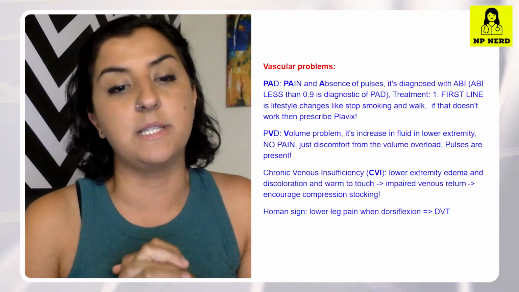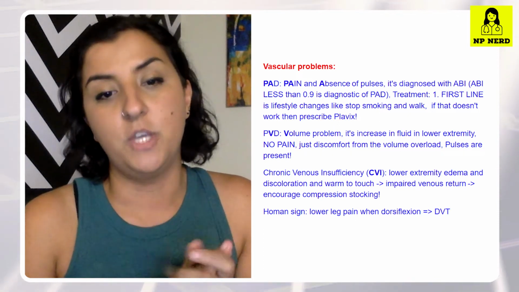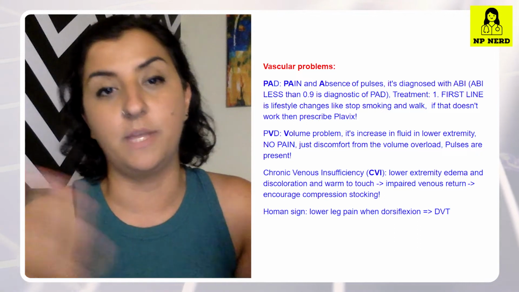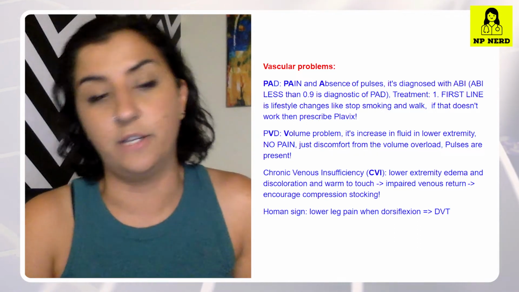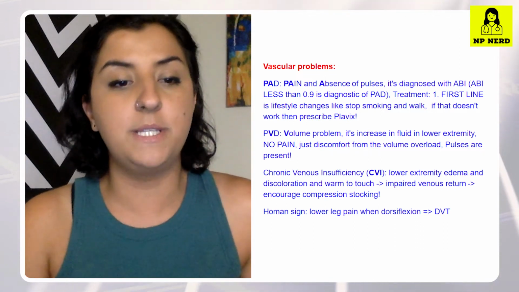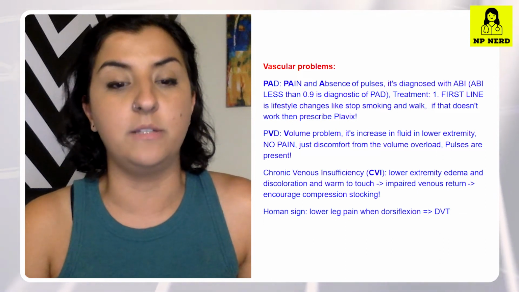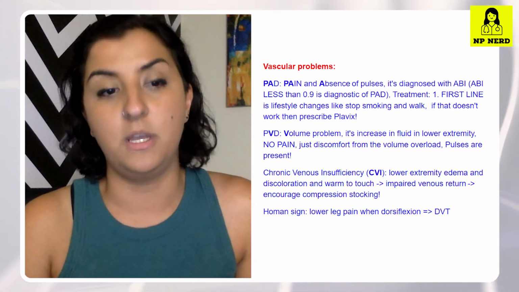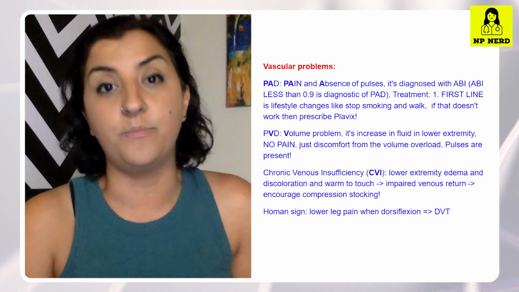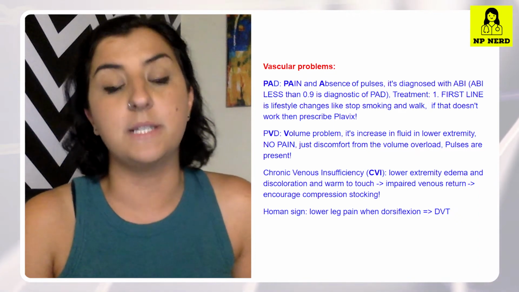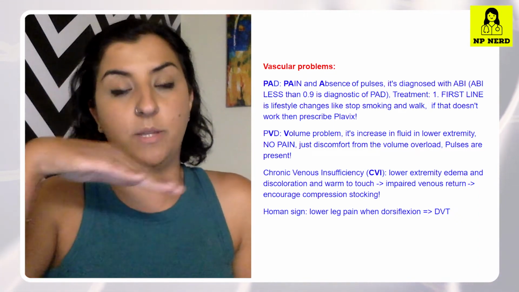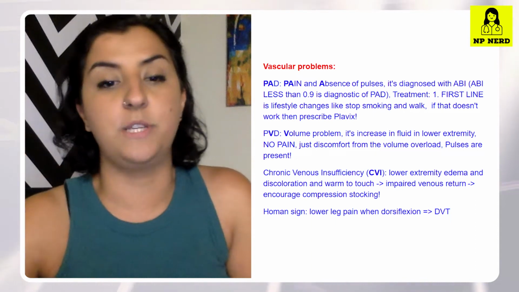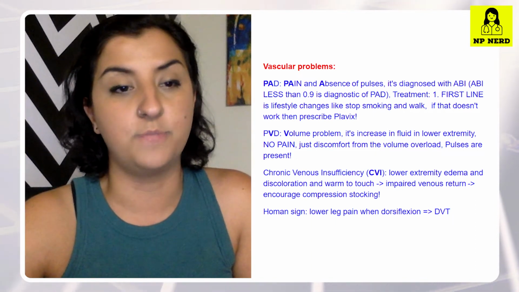What happened is it's impaired venous return. So encourage compression stockings if they are not contraindicated, of course. Homan sign is lower leg pain when the patient does dorsiflexion, and it's a sign of DVT. Okay, remember Homan is a sign of DVT. It's when the patient has pain when they dorsiflex their leg, their foot.